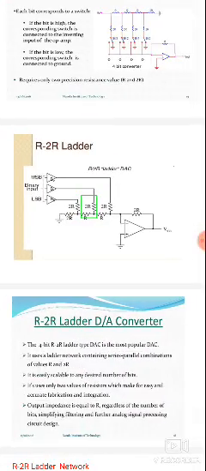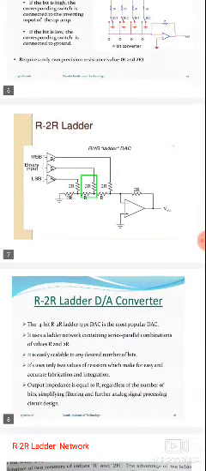So here it requires only two precision resistor values, R and 2R. So this is also an R-2R ladder DAC. Here the bits go from LSB to MSB. LSB is the least significant bit and MSB stands for most significant bit. We are taking a 4-bit converter and it starts from B0 to B1, B2, B3. B0 is called the LSB and B3 is called the MSB.